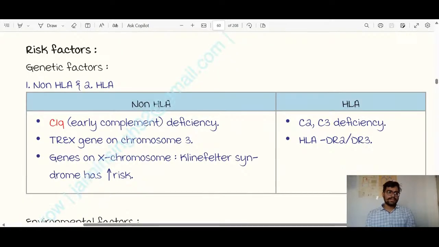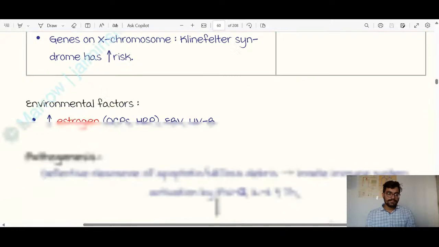Risk factors: genetic factors, non-HLA or HLA. HLA is human leukocyte antigen. Non-HLA includes C1q, early complement deficiency, with the gene on chromosome 3. A gene on the X chromosome means Klinefelter syndrome has an increased risk. C2 and C3 deficiency, HLA DR2 and DR4.